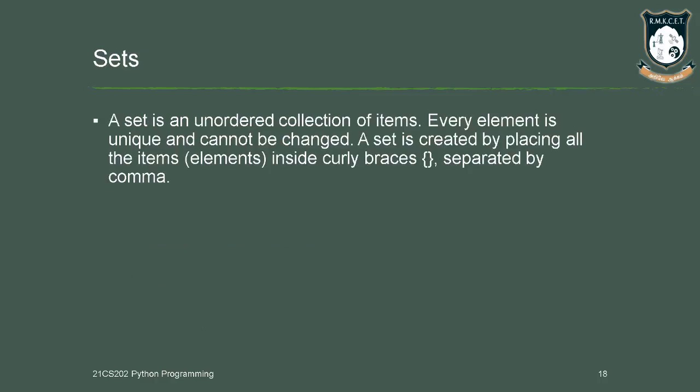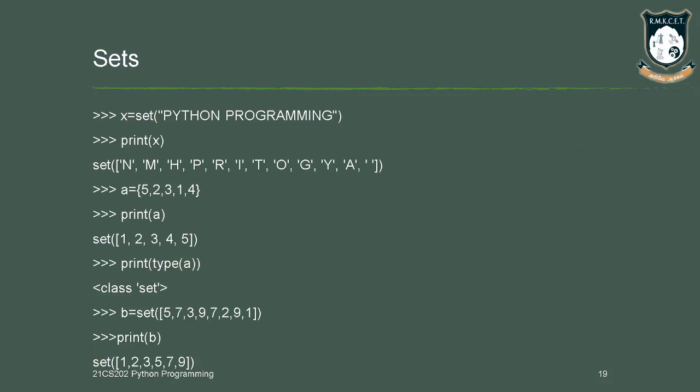The next one is the set. It is an unordered collection of items, and the difference is that we enclose the values between curly braces. The definition is the same: you have items or elements, and everything is enclosed within curly braces. For creating a set you can use the set function, or else you can use curly brackets and insert the values in it.